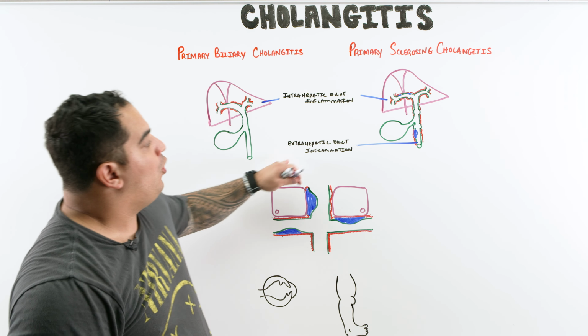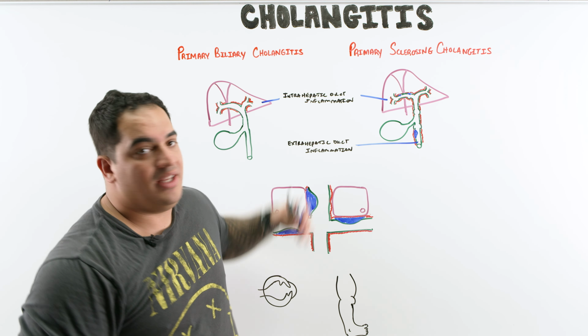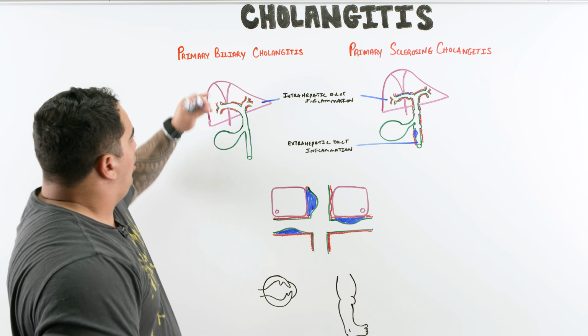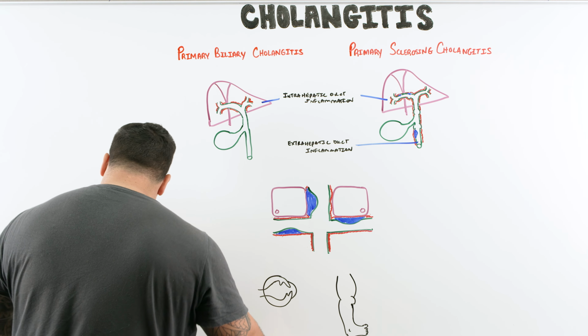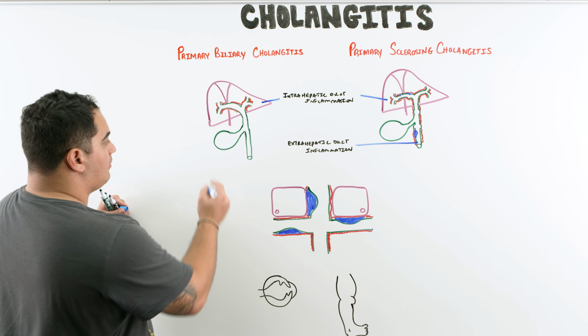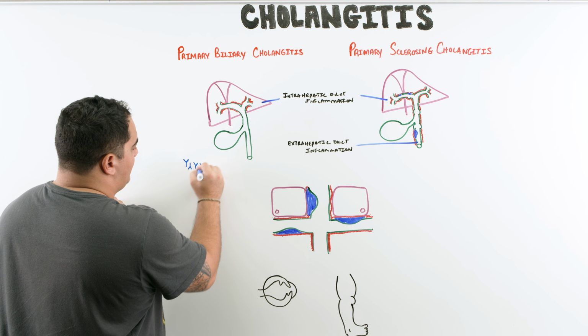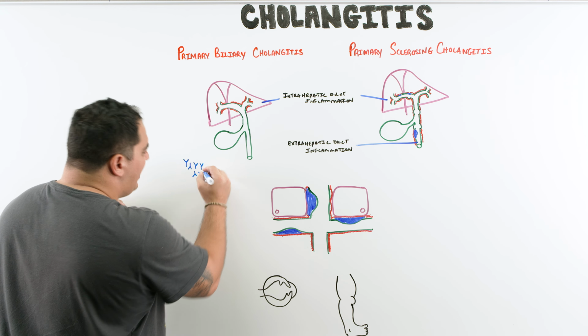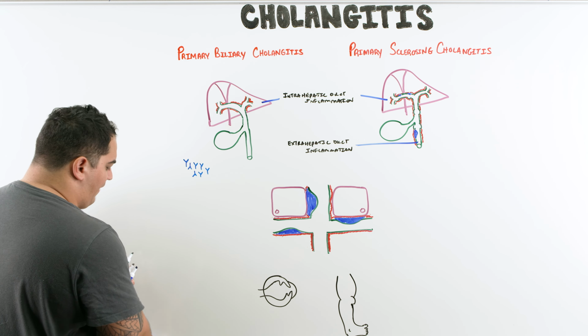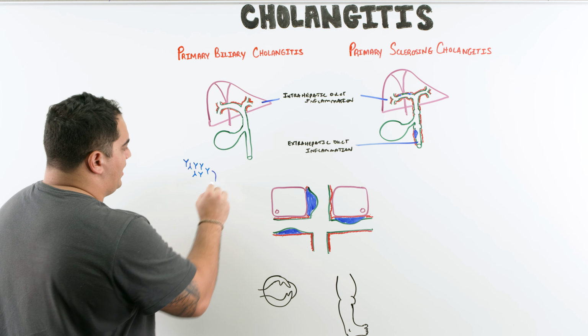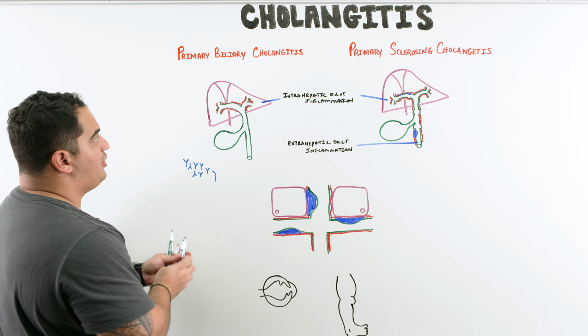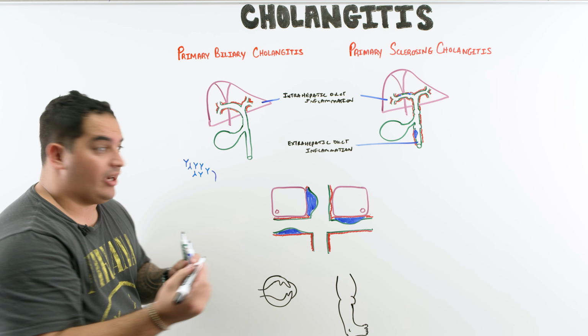The question comes up, what the heck is causing the inflammation of these biliary duct systems? For primary biliary cholangitis, it may be antibody related. So what I mean is there may be these specific little antibodies that about 95% of the time are relatively suggestive that a patient is going to have primary biliary cholangitis.